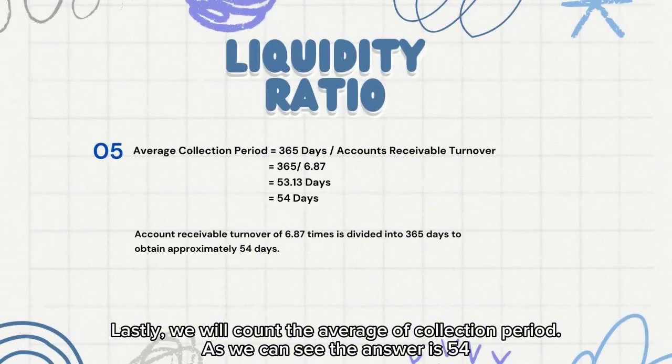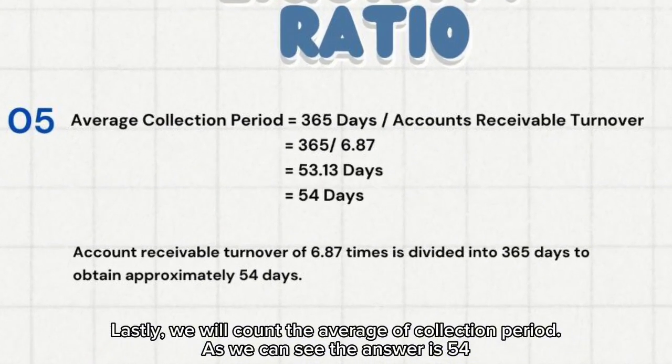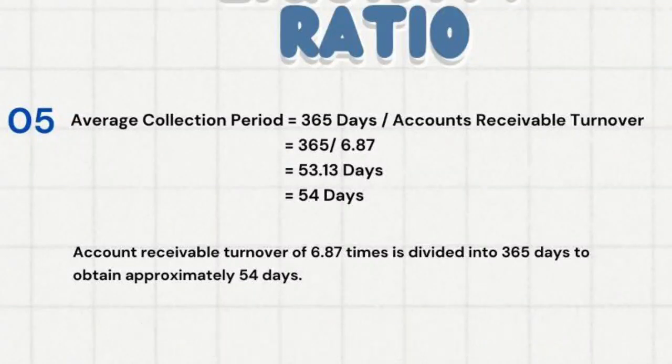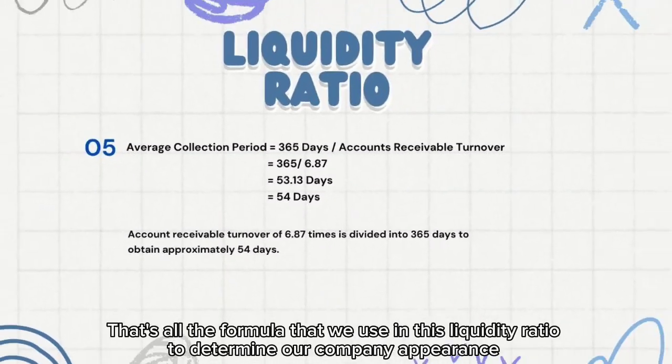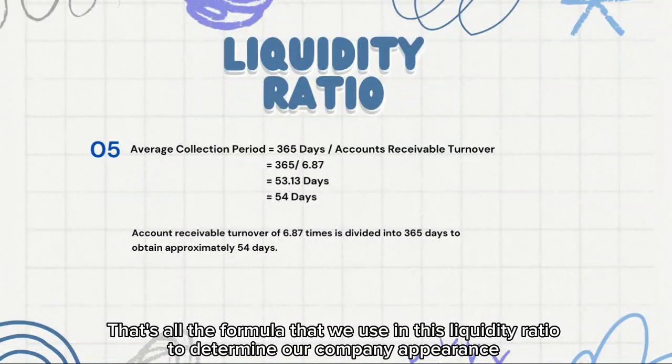Lastly, we will calculate the average collection period. As we can see, the answer is 54. The account receivable turnover of 6.87 times is divided into 365 days to obtain approximately 54 days. That's all the formulas that we use in this liquidity ratio to determine our company's performance.